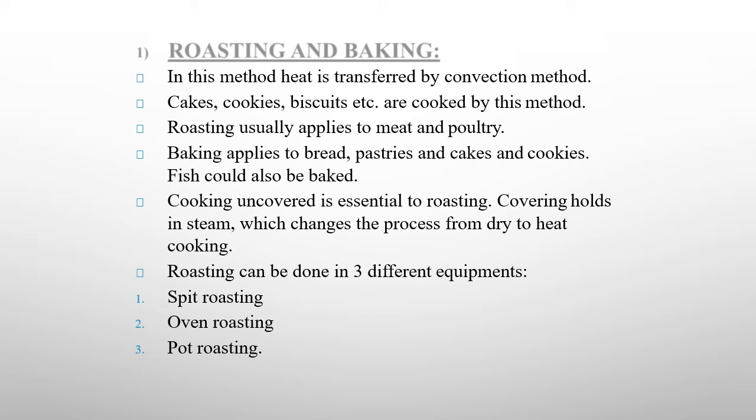In roasting and baking, heat is transferred by convection. Cake, cookies, biscuits, etc. are cooked by this method. Roasting is usually applied to meat and poultry food products, and baking applies to bread, pastries, and cakes. Fish could also be baked. Cooking uncovered is essential to roasting, and covering holds in the steam, which changes the process from dry heat to moist cooking.